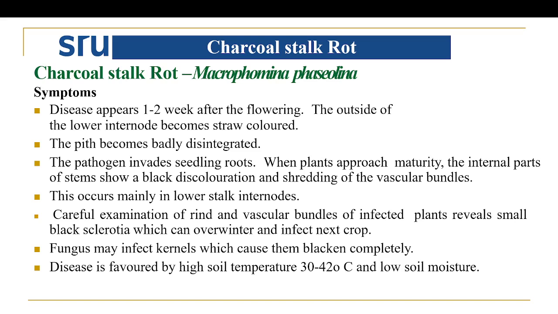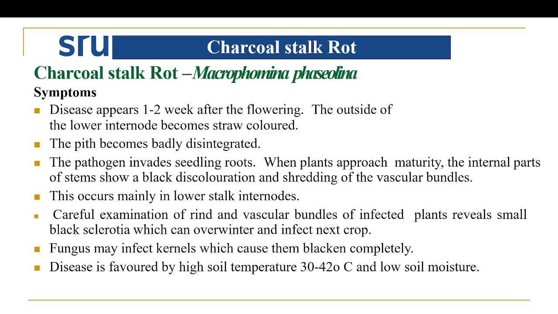The outside of the lower internode becomes dark colored, and the pith becomes badly disintegrated. The pathogen invades the seedling root. When the plant approaches maturity, the internal parts of the stem show black discoloration and shredding of the vascular bundles. So this occurs mainly in the lower stalk internodes.